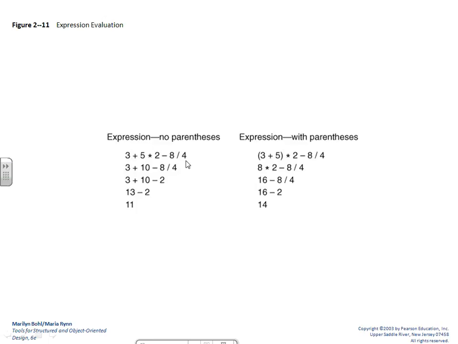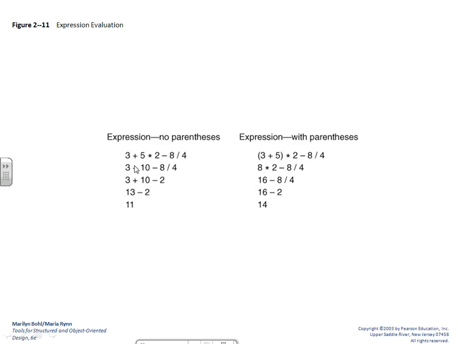There is an expression here, no parentheses. But as you see, we have multiplication, we have division, we have additions and subtractions. As I mentioned, first we have to finish multiplication and division. I have one multiplication here and one division here. So I'm going to go from left to right. So 3, we're going to write 3. 5 times 2, 10, minus 8 divided by 4.